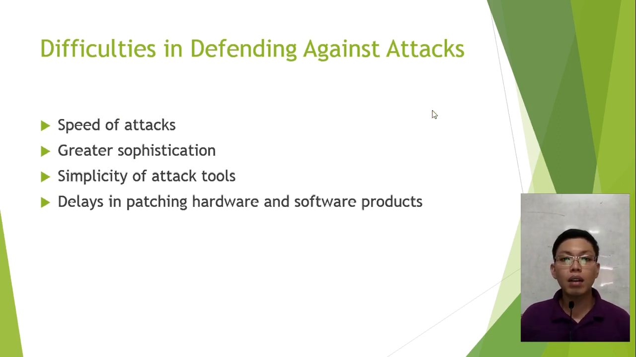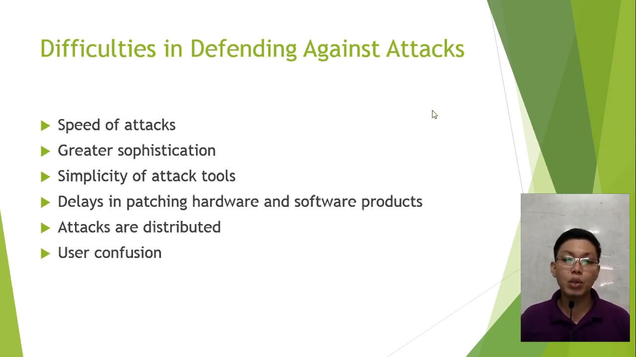Another is that attacks are distributed. It is difficult to defend against them because you need to stop all the attacks from the different sources. Stopping a single source is not enough. Another is user confusion. Attacks do not provide detailed information about themselves. Hence, users would find difficulty in taking any action.